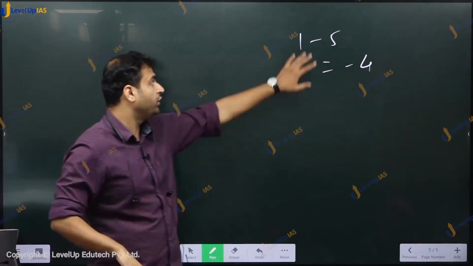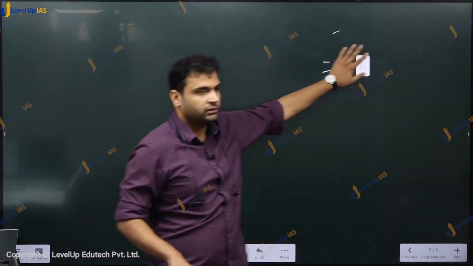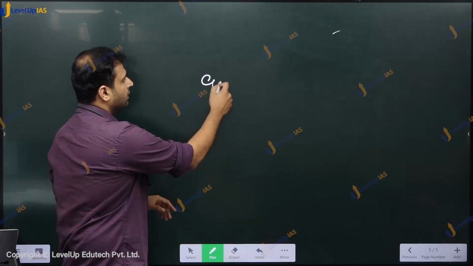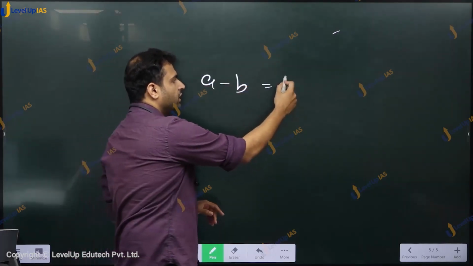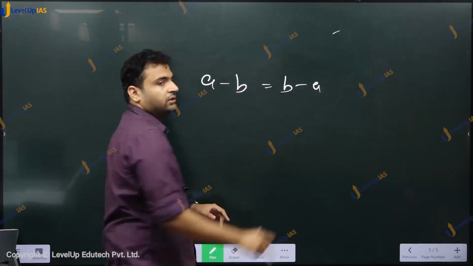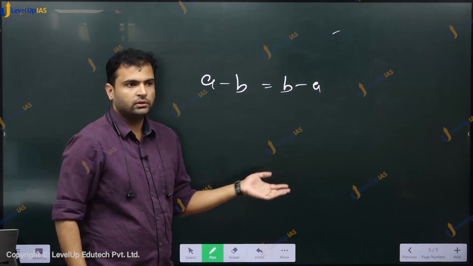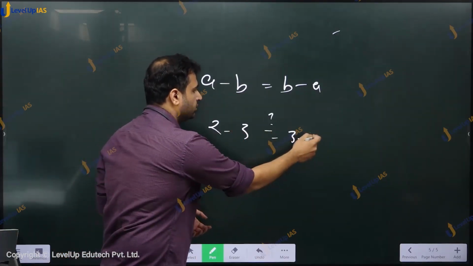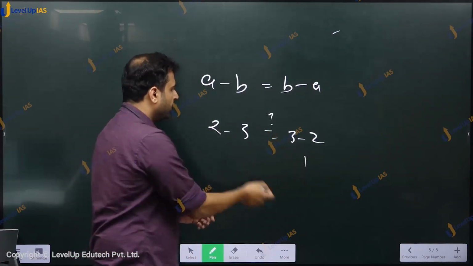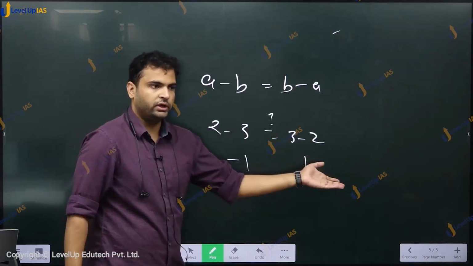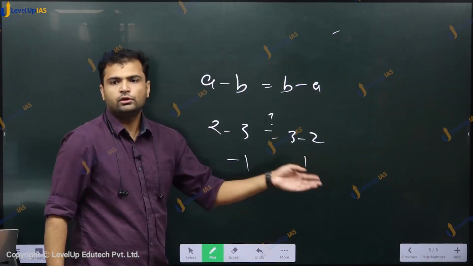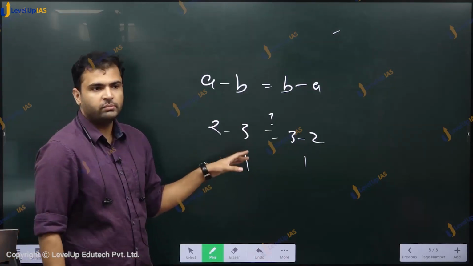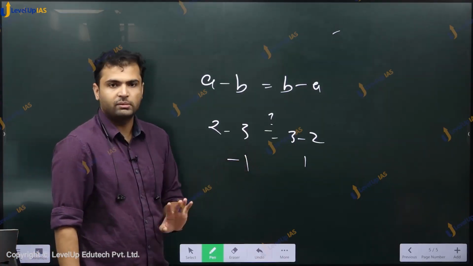Is subtraction commutative? For commutative we need a minus b to be equal to b minus a. Is it true? 2 minus 3, is it equal to 3 minus 2? 3 minus 2 is 1. 2 minus 3 is minus 1. Not equal. So in subtraction, order matters.